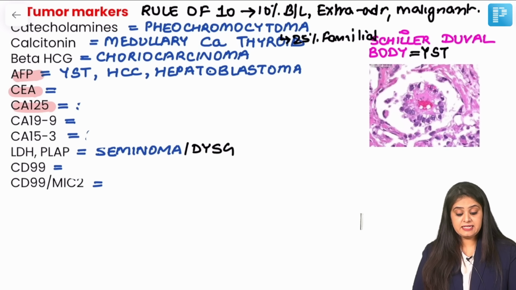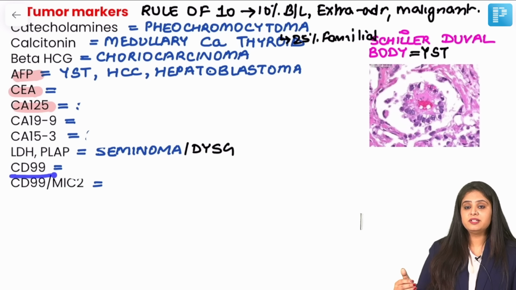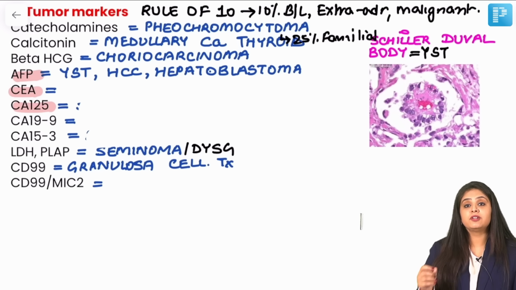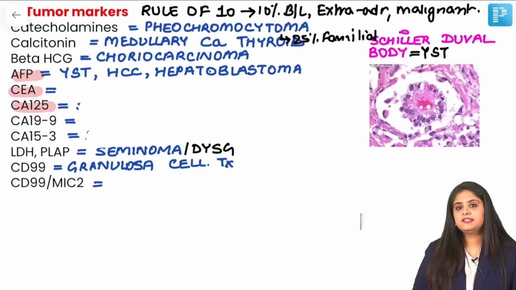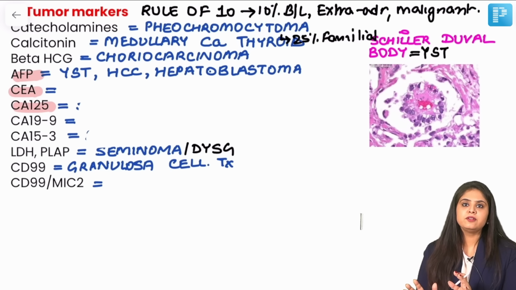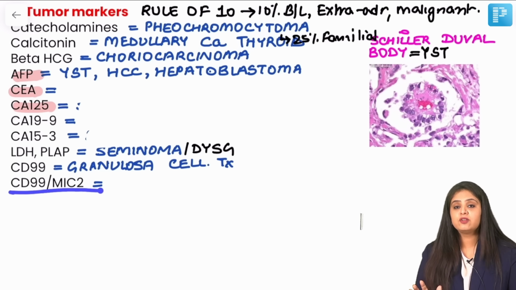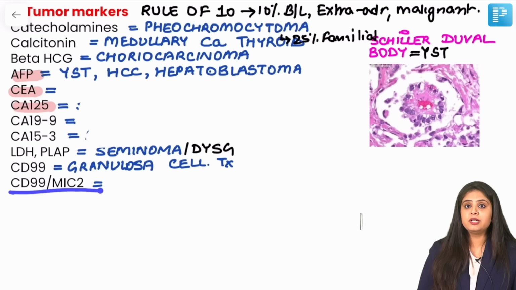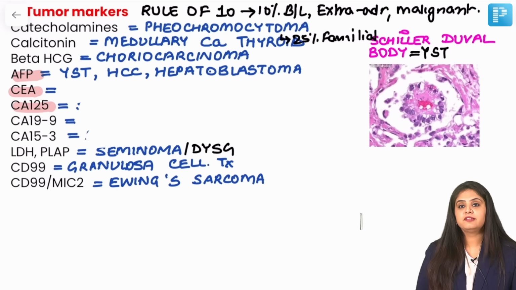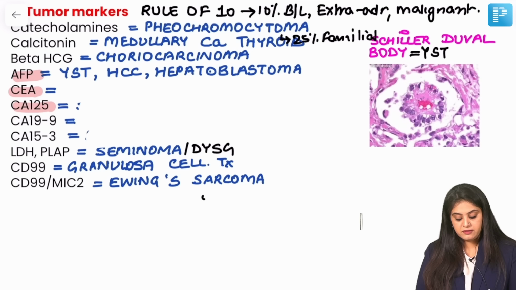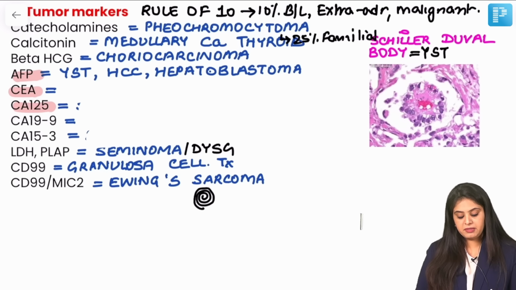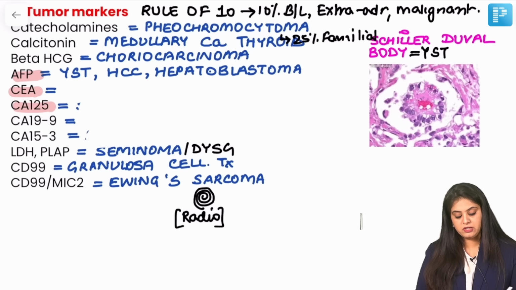Then CD99, remember the 99-year-old granny? That is going to be the tumor marker for granulosa cell tumor. And CD99, if in the ovary it is granulosa cell tumor, but if CD99 or MYC2 is mentioned in the bone, it is a tumor marker for Ewing sarcoma. I hope you've not forgotten that Ewing sarcoma in radiology shows you that periosteal reaction and that onion peeling. That, of course, is a radio finding, so that can also be CD99 or MYC2 positive.